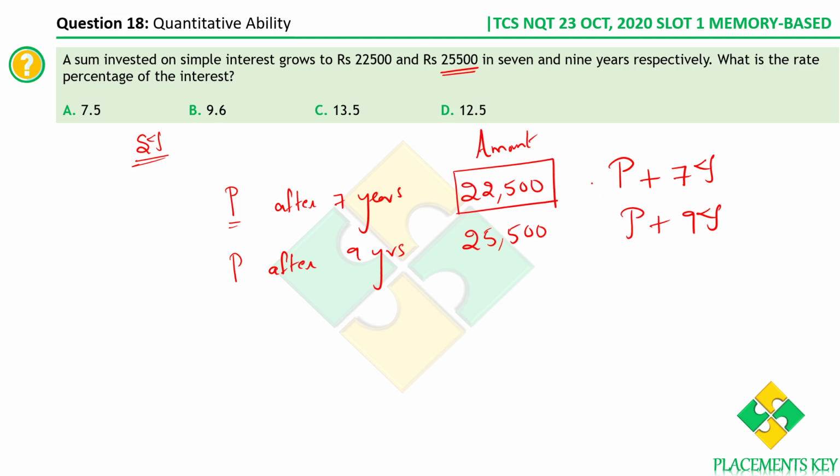Again, you've got two variables, two equations. You can easily find the value of p and i here. P plus 9i is so much, p plus 7i is so much. Now if you subtract these two, what do we get? P gets cancelled. Let me do it.